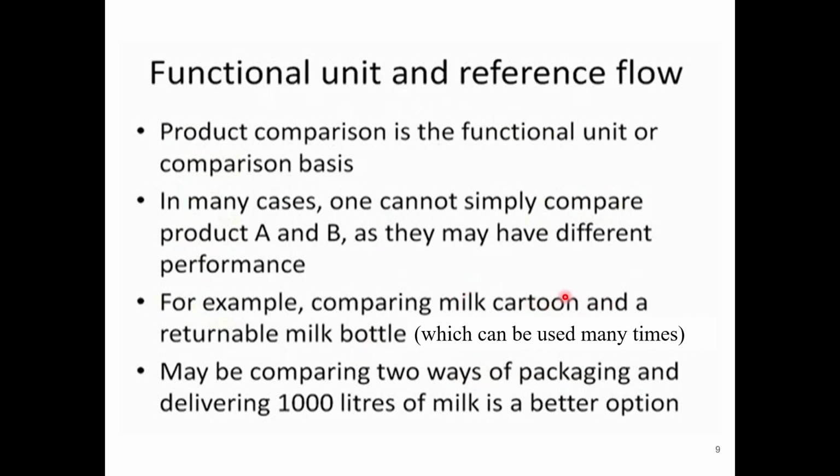The process involved in making the carton will be different from the process involved in making the bottle, so it will have differences. And the way people use a bottle, because it can be used many times, right? Therefore we can say that maybe comparing two ways of packaging and delivering 1000 liters of milk is a better option. So instead of comparing milk carton and milk bottle, it may be better to compare two ways of packaging or two ways of delivery of 1000 liters of milk, because that will be a more equivalent or similar way of comparison. It will be a proper justification to the life cycle, otherwise it may go haywire.